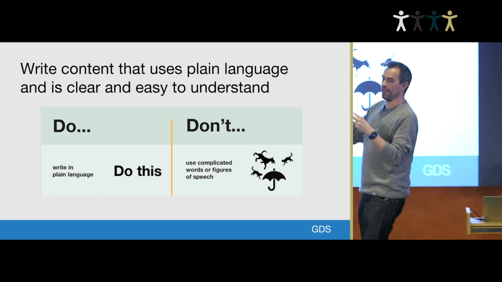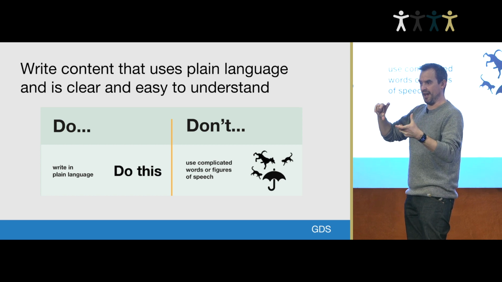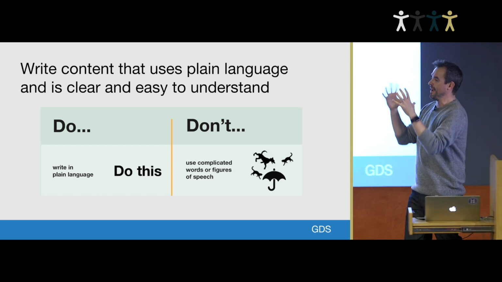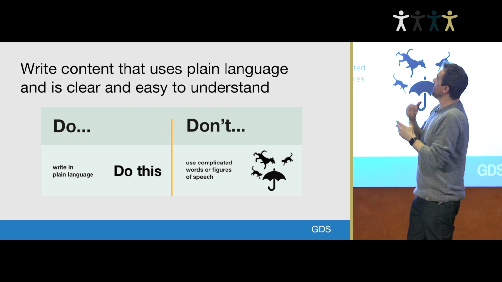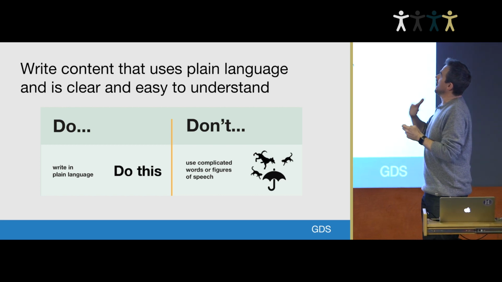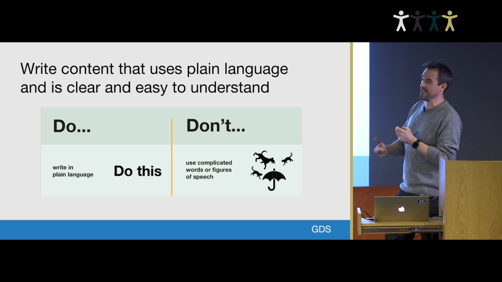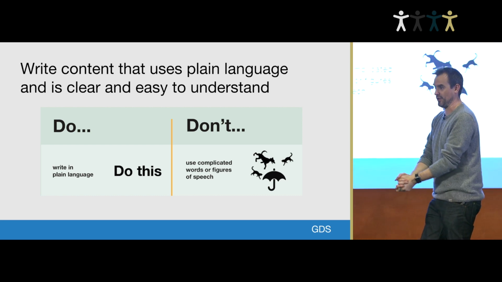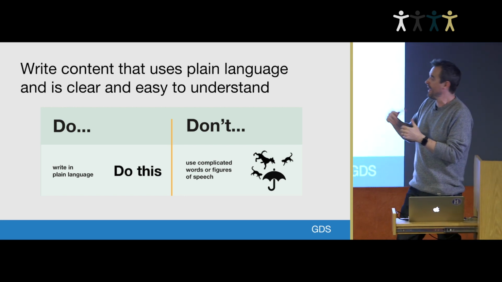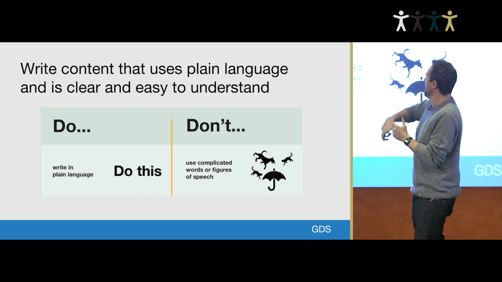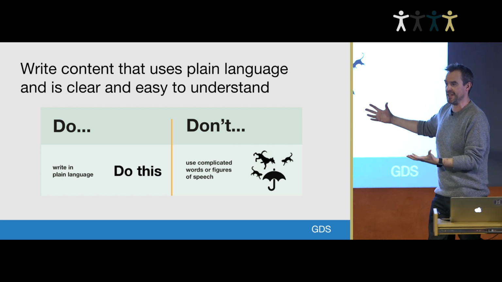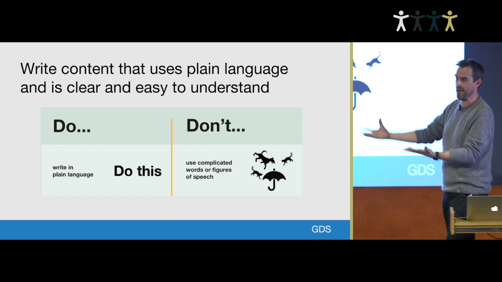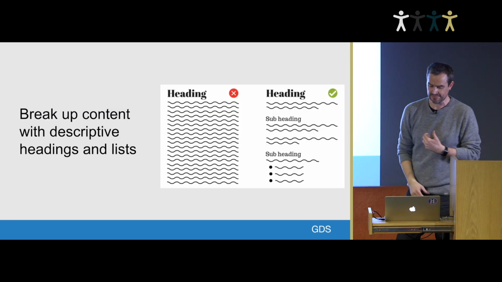So I've cut out a few of the do's and don'ts just to reinforce some of the stuff that I'm going to say. If we first think about some of the content, we want to be writing content that uses plain language and is as clear and easy to understand as possible. And that reiterates what the first talk was all about. If you look at the posters, it talks about using plain language and avoiding figures of speech, because some people just will have no idea what you're talking about and may not be able to complete what they're trying to do.